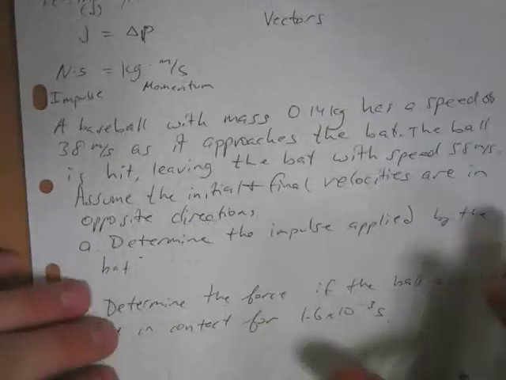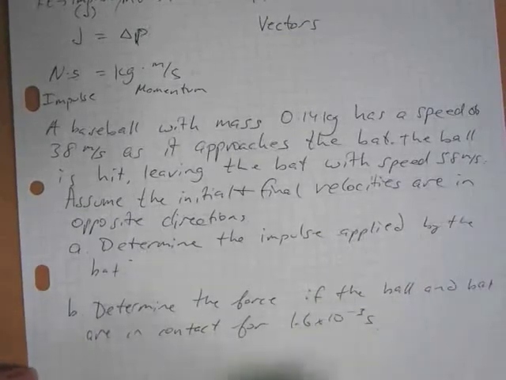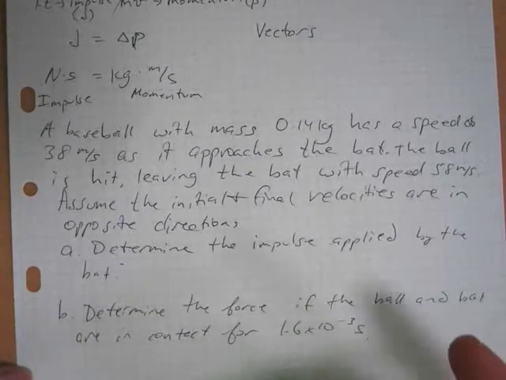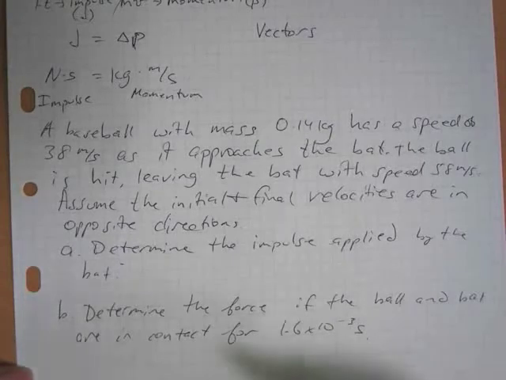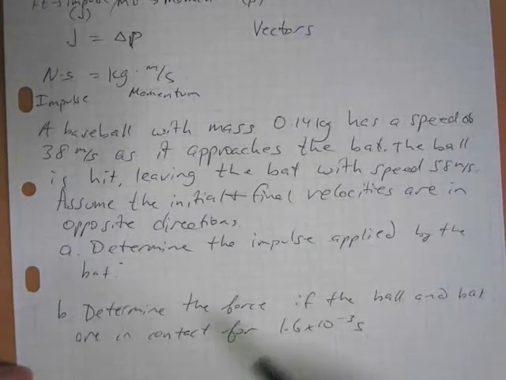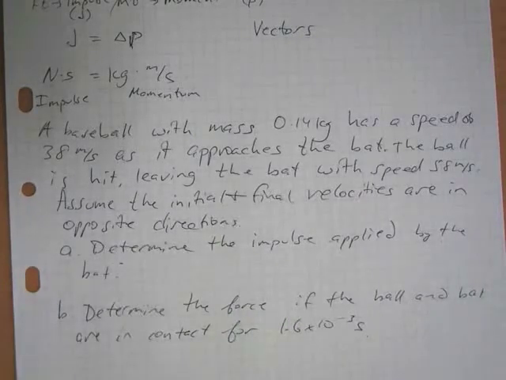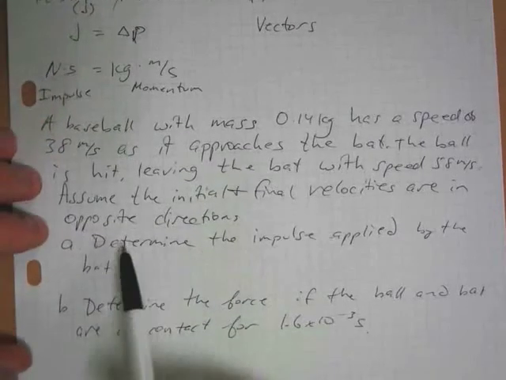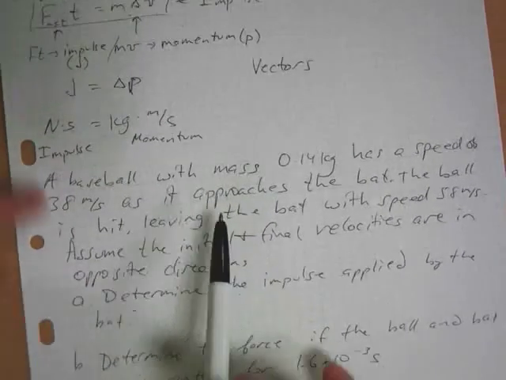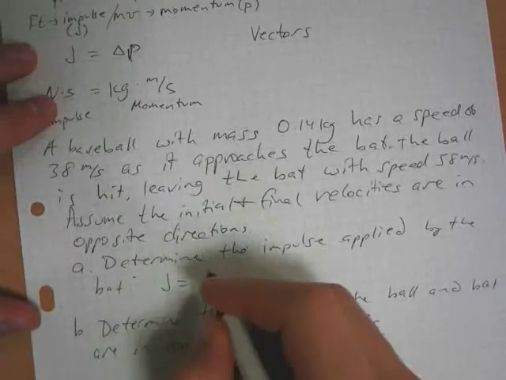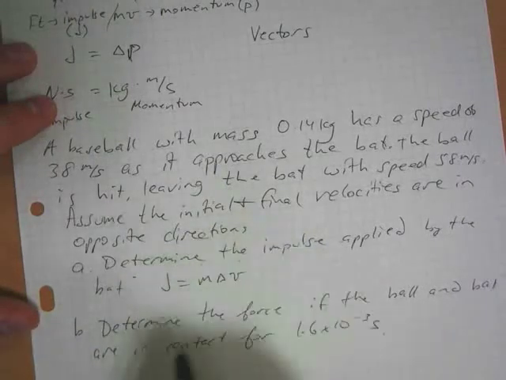Here's another case where there's going to be a large force because the time is small. Say a baseball with mass 0.14 kilograms has a speed of 38 meters per second as it approaches the bat. The ball is hit, leaving the bat with a speed of 58 meters per second. We're going to assume the initial and final velocities are in opposite directions so we don't have to worry about any vector stuff. So the first part of the question is to determine the impulse applied by the bat. Impulse, remember, is this whole left side of the equation, this force times time. And so our impulse is just equal to our change in momentum, m delta v.